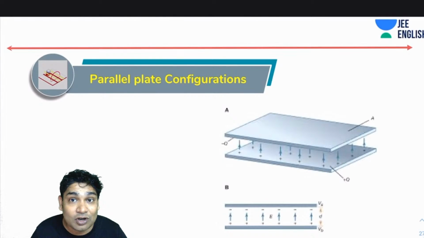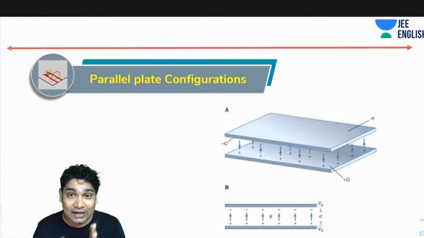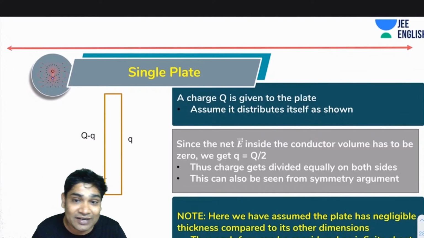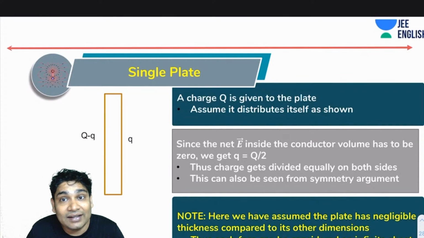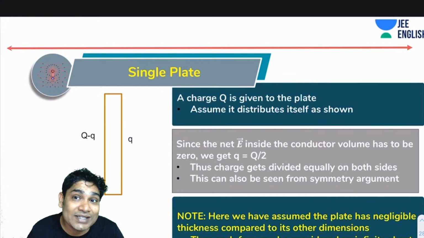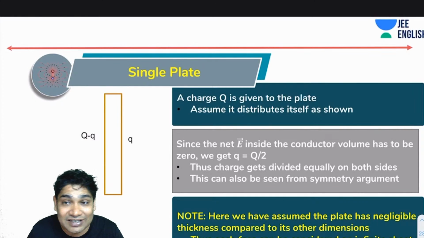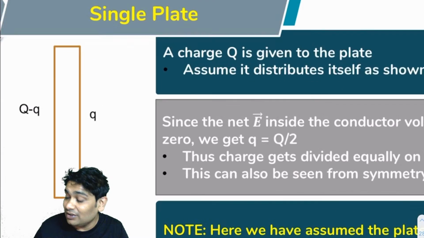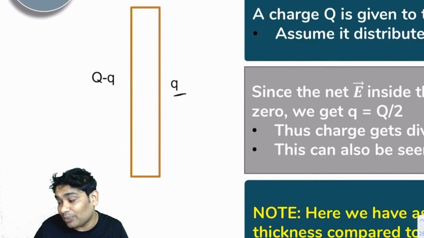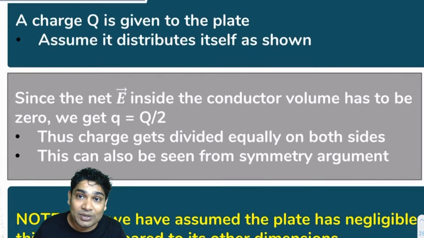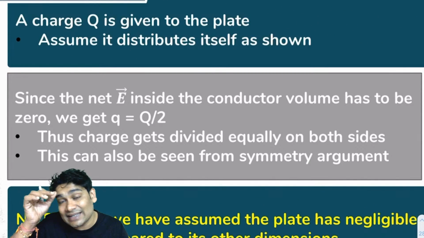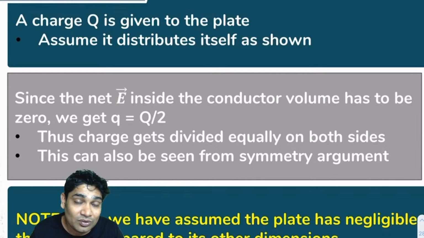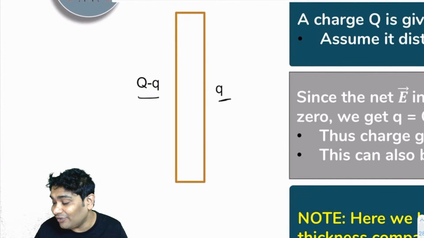Next, let us consider the case of parallel plate configurations. What happens when you have two or more conducting plates which are kept parallel to each other and charges are given to them? In the first example, I'm considering that a charge of plus Q is given to the plate. Assume it distributes itself as shown. I'm assuming that some plus q appears here and capital Q minus q appears here. Now, since the net E inside the conductor volume has to be 0, we will get that small q equals Q by 2. So the charge will distribute itself equally.